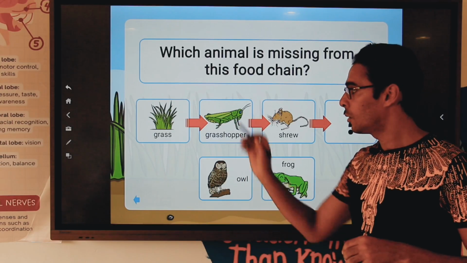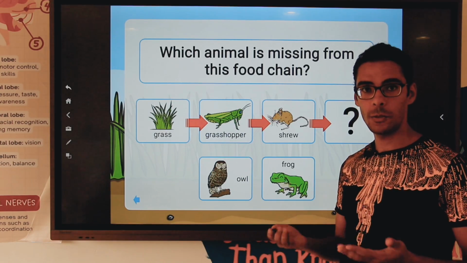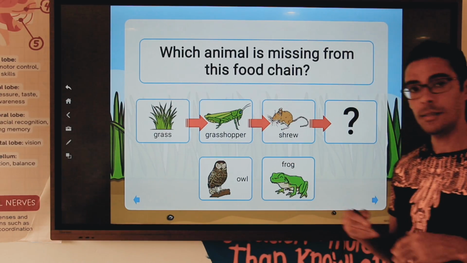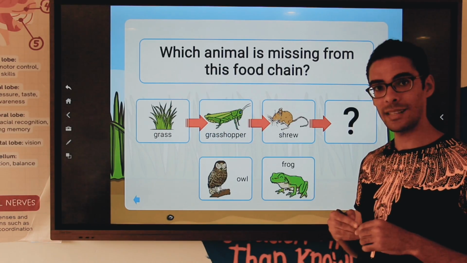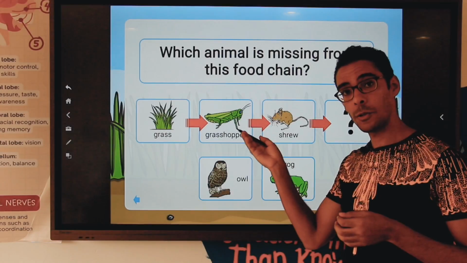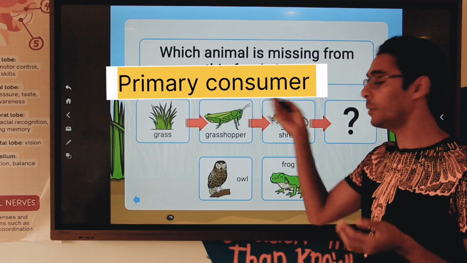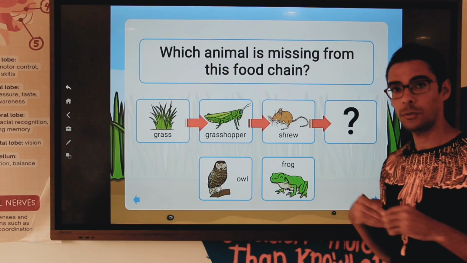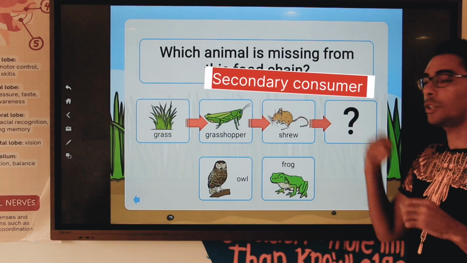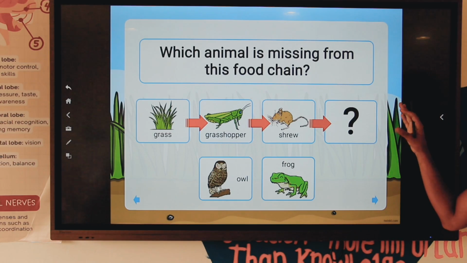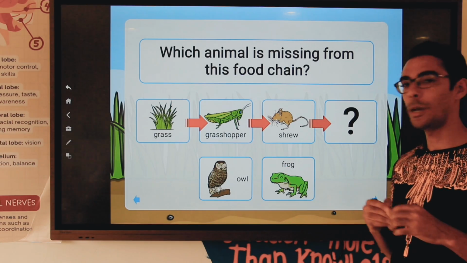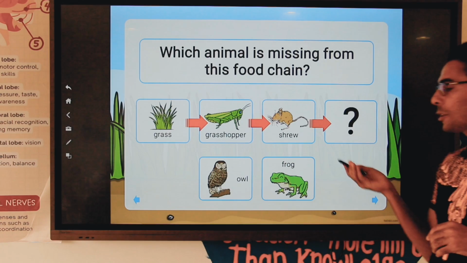In this case, we call this a producer because it produces its own food. And this is the primary consumer because it's the first one after the grass in the food chain. So the grasshopper here becomes the primary consumer. Then the rat or the mouse becomes the secondary consumer. But the food chain here has a missing member. It's going to be one of these two members, either the owl or the frog.